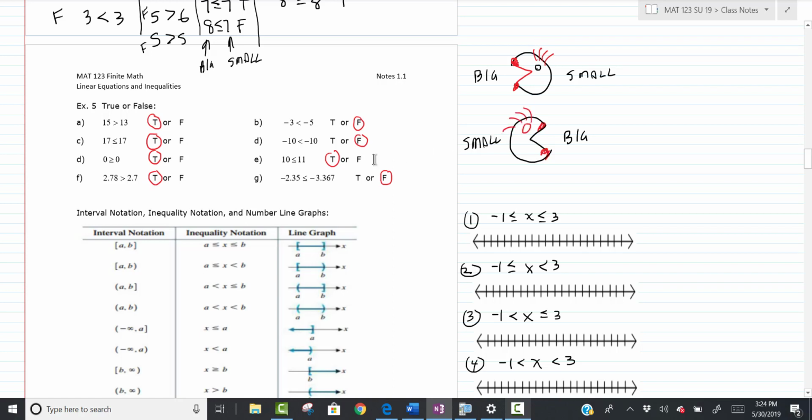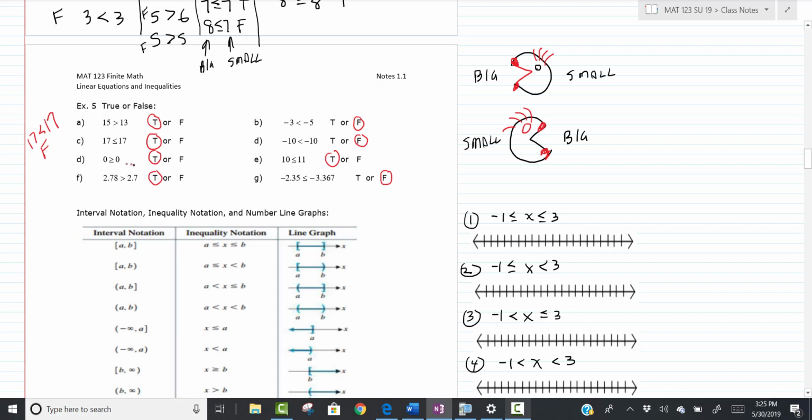All right, so that's one way to look at that. So really the thing that I always look at is the big number, make sure it's opening towards a bigger number. So in this case, 15 greater than 13, it's opening towards the bigger number, so it's true. This one's also true because they're equal to. However, if you had 17 less than 17, that would be false. So that's how the equal sign works. This one's also true for the same reason.